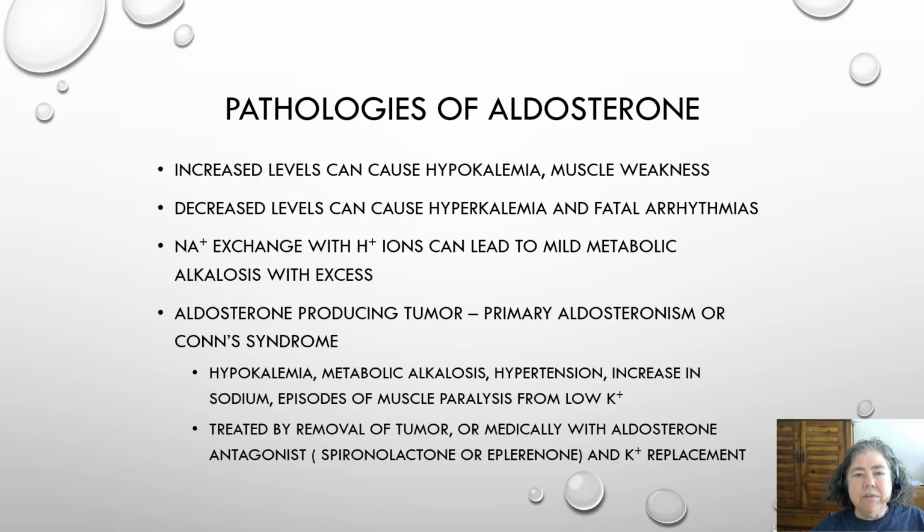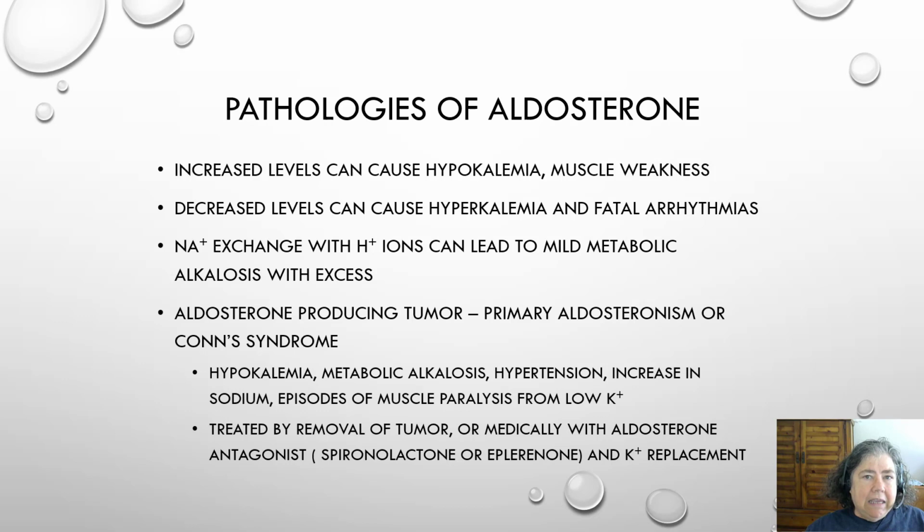When we have high levels of aldosterone, in addition to the volume overload that can happen and hypertension, we can get hypokalemia because we're holding on to sodium and we're excreting potassium. And low potassium can cause muscle weakness and cramps. When we have low levels of aldosterone, we get high potassium levels in the extracellular fluid. And high potassium levels can be quite dangerous and trigger fatal cardiac arrhythmias.